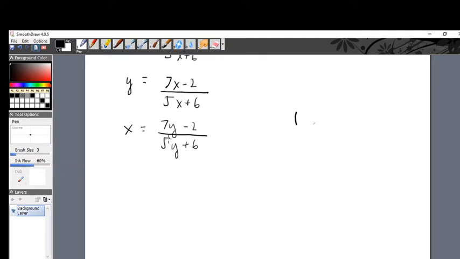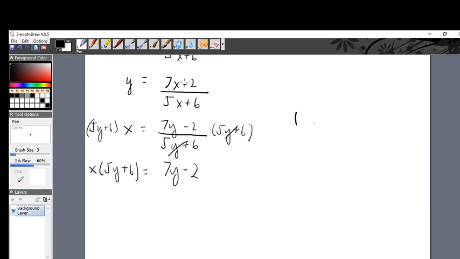Now, multiply both sides by 5y plus 6. If you multiply both sides by 5y plus 6, then these two will cancel out. So the next thing looks like this: x times 5y plus 6 equals 7y minus 2. What's our goal? Our goal is to isolate y.